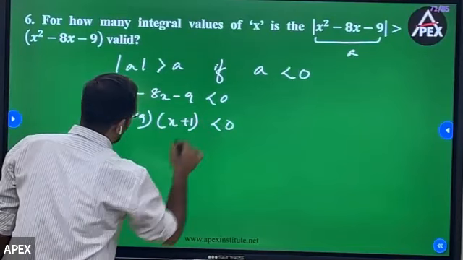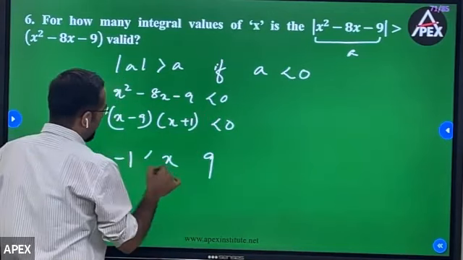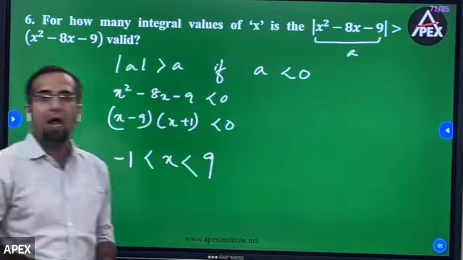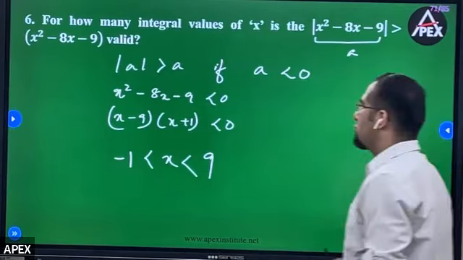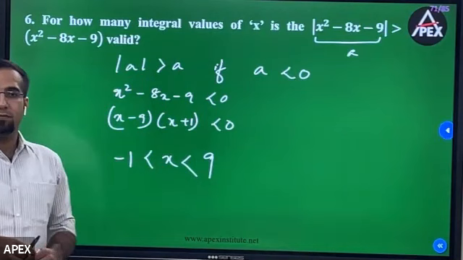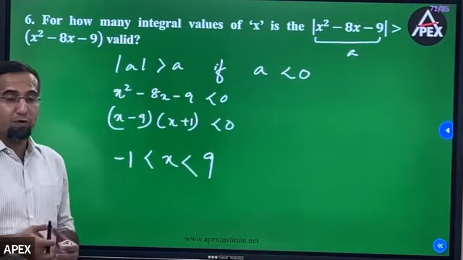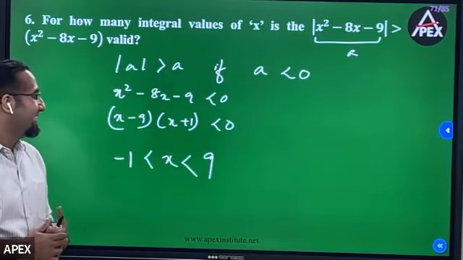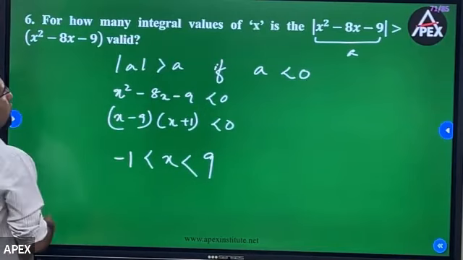So what are my roots? My roots are minus 1 and 9. The sign is less than. So therefore my answer becomes x is greater than minus 1 and x is less than 9. Yeah, so that should be your required answer. So mod A is less than, you tell me, will mod A be less than? Clear, everyone?